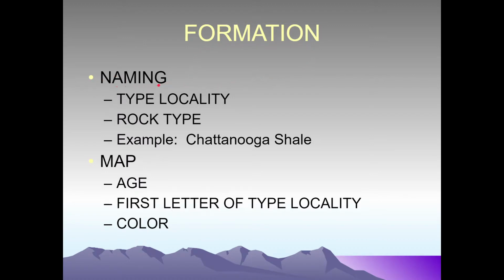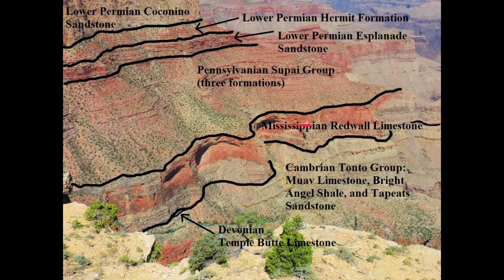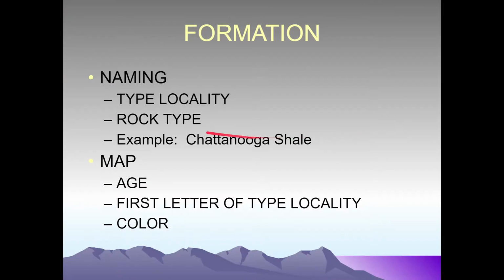A lot of times there's a type locality. So you'll pick kind of one spot. Locality is just a location, right? You'll pick one spot. You'll find that rock at that spot. It'll be a rock type. You notice in those first pictures I showed you, or even if I back up to this one, limestone, right? That's a rock type. Mississippian red wall limestone. So we'll kind of use the rock type. A good example is the Chattanooga Shale. Well, where do you think the type locality is for the Chattanooga Shale?